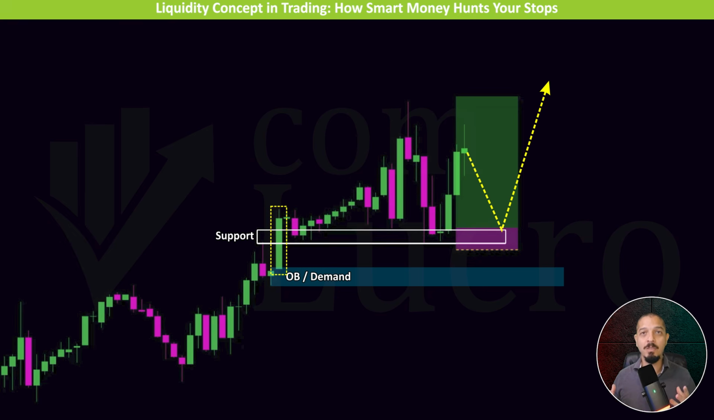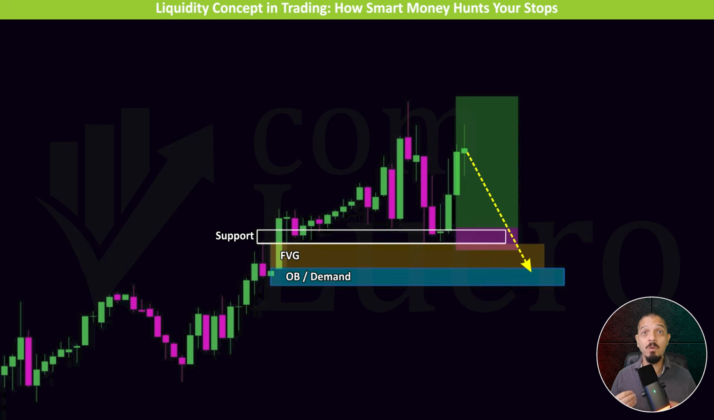There is another important detail to notice. We also have an imbalance in this region. An imbalance simply means that price moved so aggressively that some orders were left unfilled. When this happens, price often returns later to fill those orders. Since this demand zone is still unmitigated, there is a strong probability that price will pull back, fill the imbalance, tap the demand zone, and then continue moving upward.